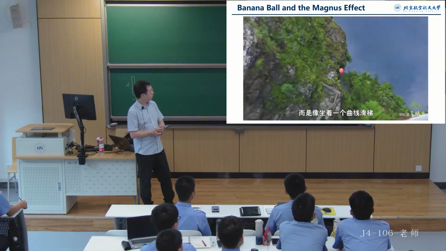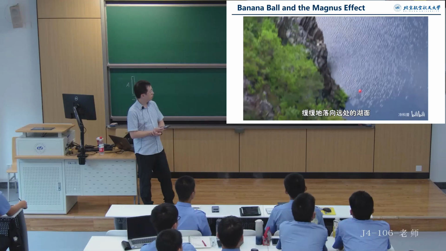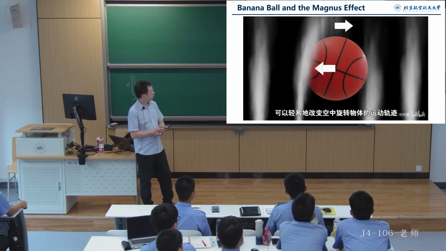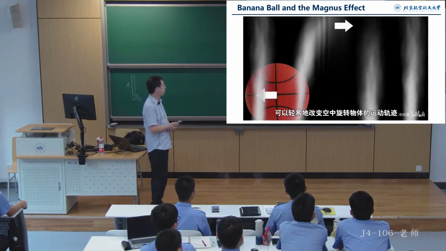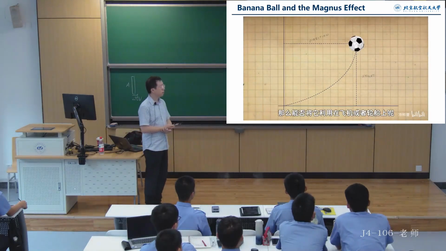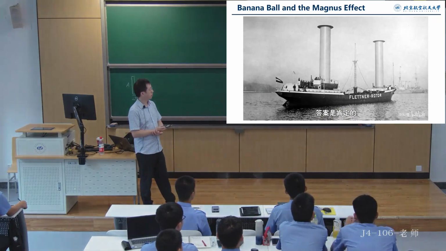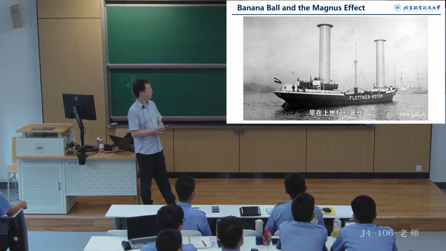After releasing it, they found that the basketball did not fall straight down, but instead glided gently along a curved path towards the distant lake surface, as if on a slide. In summary, the Magnus effect can easily alter the trajectory of spinning objects in the air. So, can it be used on airplanes or ships?